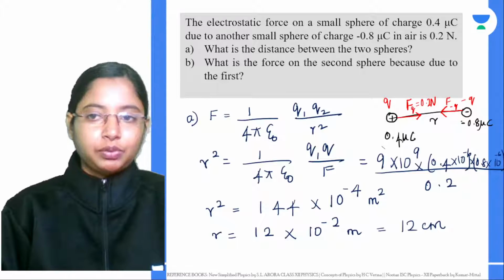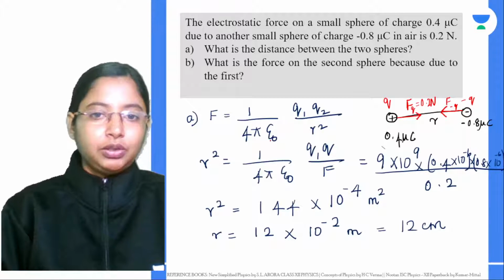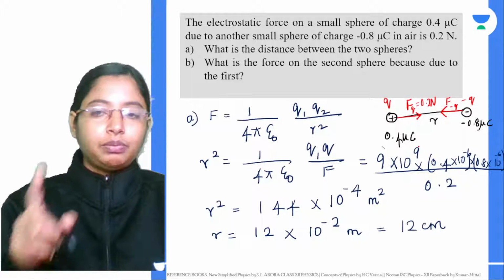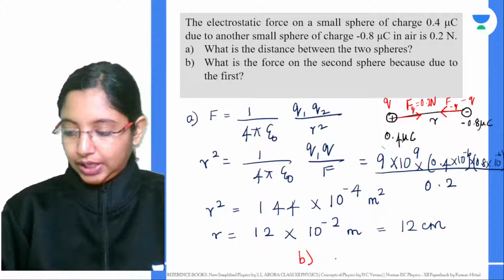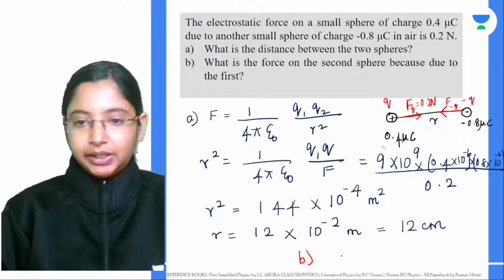If I want to calculate the force on this one due to this one, we'll just use the same equation, 1 by 4 pi epsilon naught Q1 Q2 divided by R square. You will again get the same value. The force acting on it is 0.2 Newton. Because of this charge, the force acting on them will be the same, right? Again, the force acting on the second charge will again be 0.2 Newton.